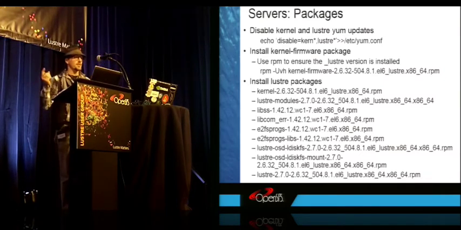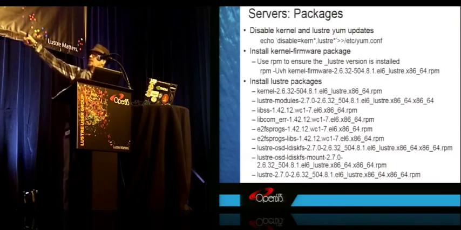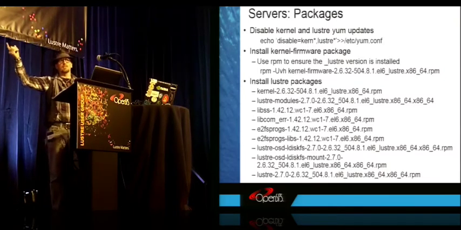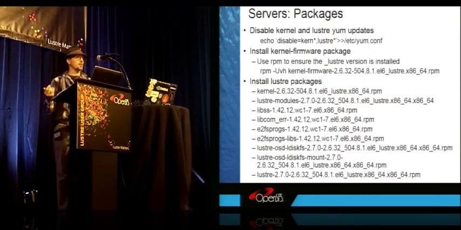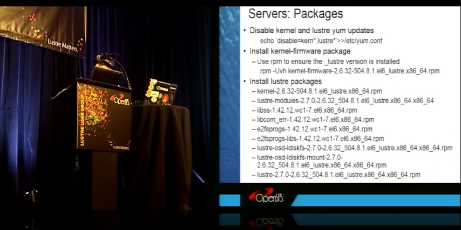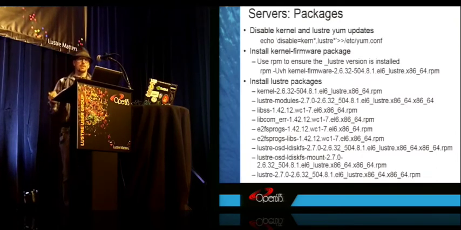So what we're going to do is I disable kernel and Lustre. The reason I do that, I have Lustre in there. You don't really have to have that part because you should only be downloading the one set. But that's to stop you from accidentally upgrading the kernel, because you want to keep the kernel exactly the same, right? And then we're going to just ensure the underscore Lustre version of the kernel.